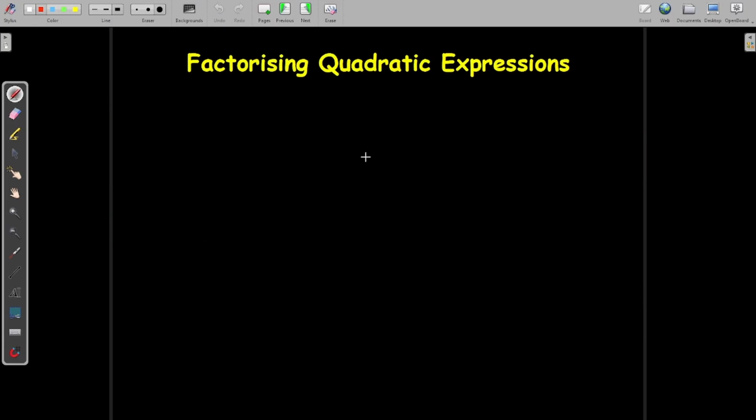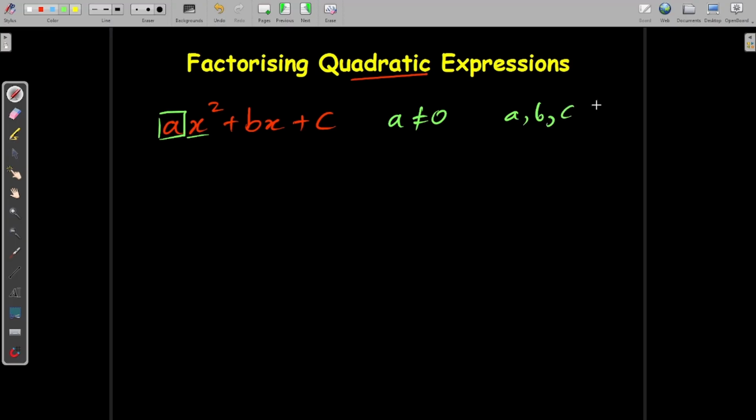Now let's see how to factorize quadratic expressions. So first see what is a quadratic expression. A quadratic expression is an expression that has the form ax to the power 2 plus bx plus c. Most important part here is the coefficient of the x to the power 2 term, this a cannot be equal to 0, and all a, b and c values should be real numbers.